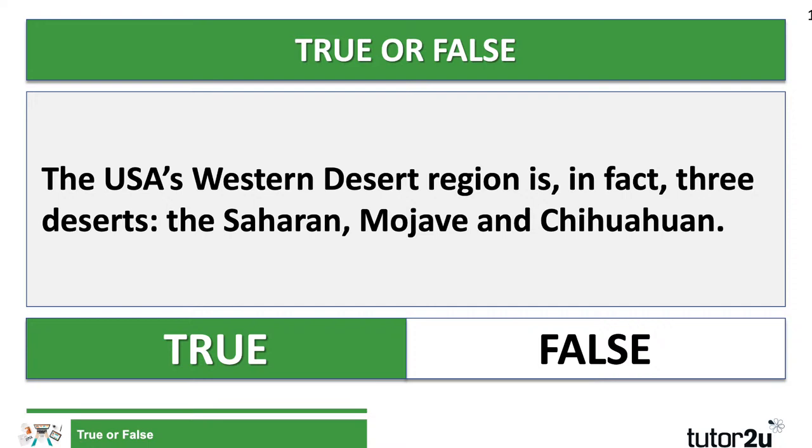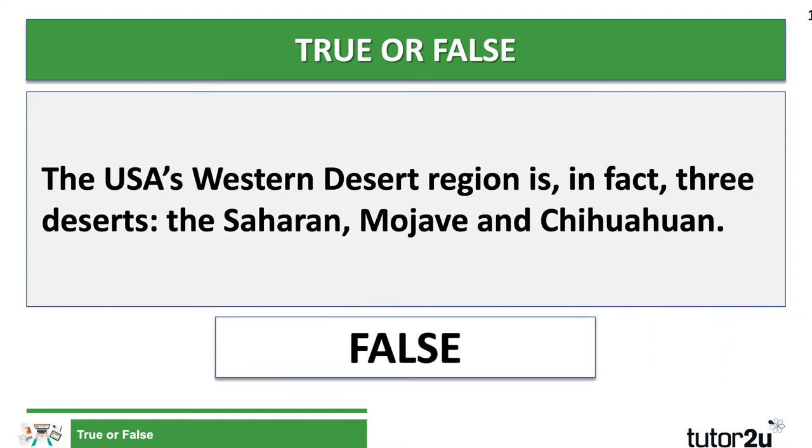Okay, brilliant. We've got one come through. I'm going to get a few more. Right, let's have the reveal. It is false. So it looked almost right. It's actually the Sonoran, Mojave, and Chichewan Desert. So that S, the Saharan, was there to throw you.